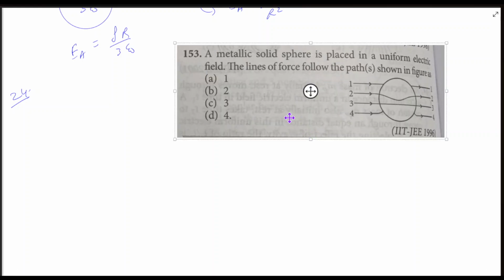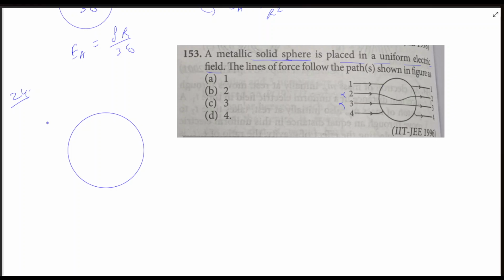Okay, so this is an interesting question. A metallic solid sphere is placed in a uniform electric field, and it has no charge, right? Even if I have charge, there must not be an electric field inside. So second and third will be wrong. The first will be wrong.